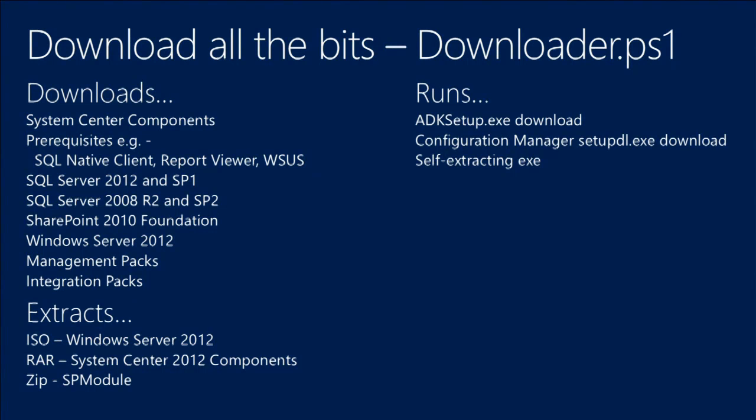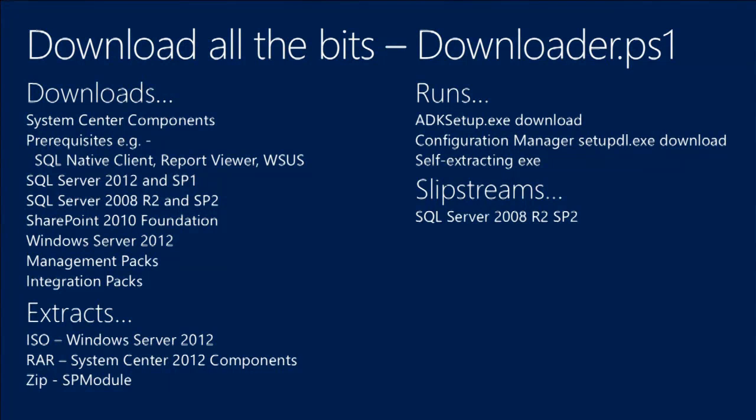The goal is, if you want to do a complete offline deployment, after you've run the downloader, you have absolutely everything you need. You do not need an internet connection. Anything that's in a self-extracting executable, it will also run to extract that. How big is it? The download is about 15 gig. After it's finished running all the extraction, it's about 35 gig. It's a lot of stuff.